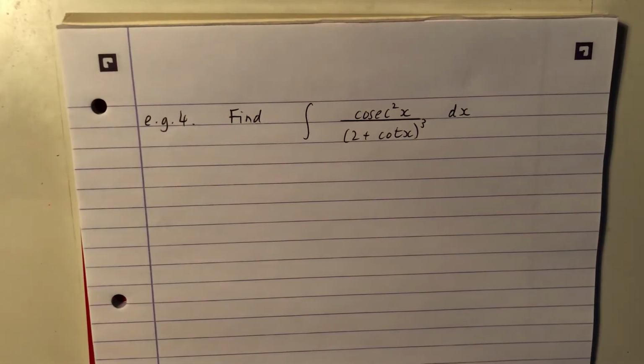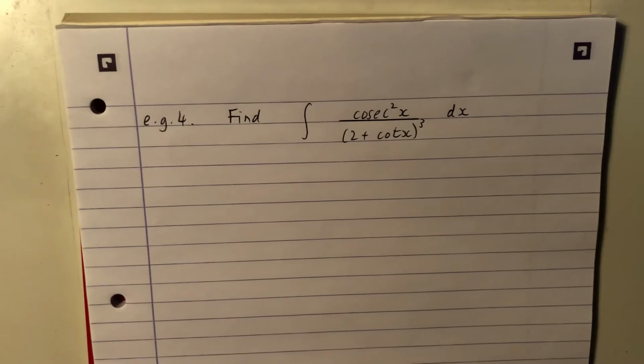Okay, back to 11.4 reverse chain rule. You've just done some questions from the exercise, but there's some harder ones that you need to be able to do as well. And these examples should cover those. So example number 4 is integrating cosec squared x over 2 plus cot x all cubed with respect to x. And again, you have to spot it's one of those patterns again.